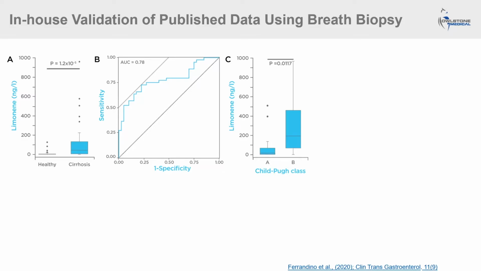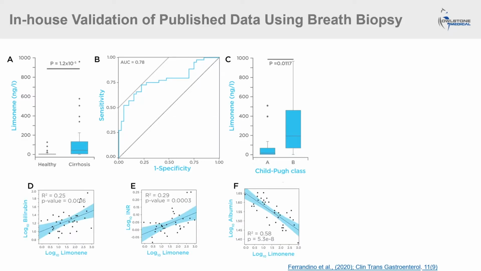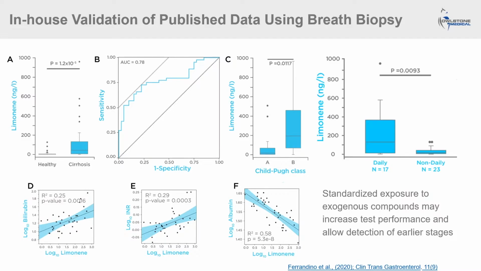So, consistent with results shown in panel C, we found that limonene correlates with levels of bilirubin, INR, and albumin in the blood, indicating that limonene may be a biomarker that could be used as a readout of the functional capacity of the liver.